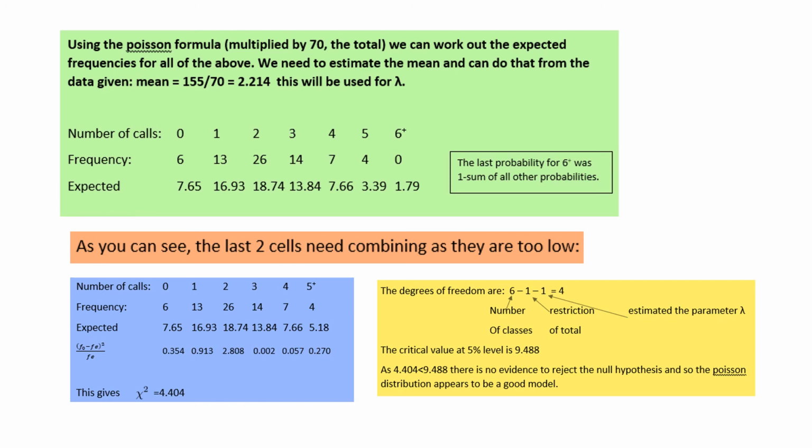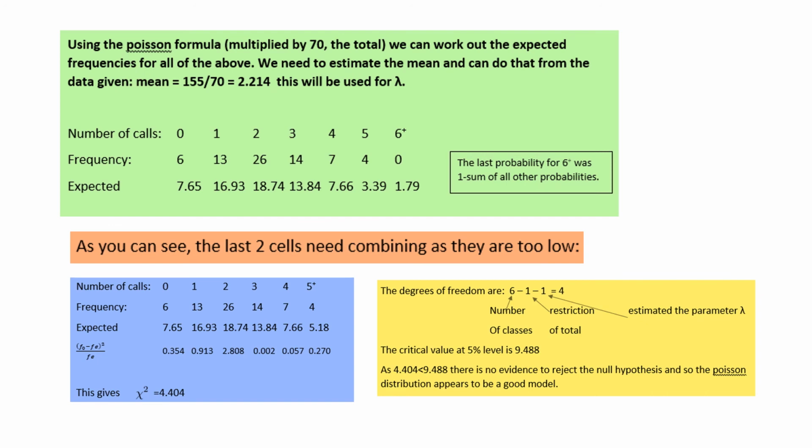For 5% level, degrees of freedom 4, my critical value is 9.488. My value is not more than that, it's lower than 9.488, so there is no evidence to reject the null hypothesis, and so the Poisson distribution appears to be a good model.